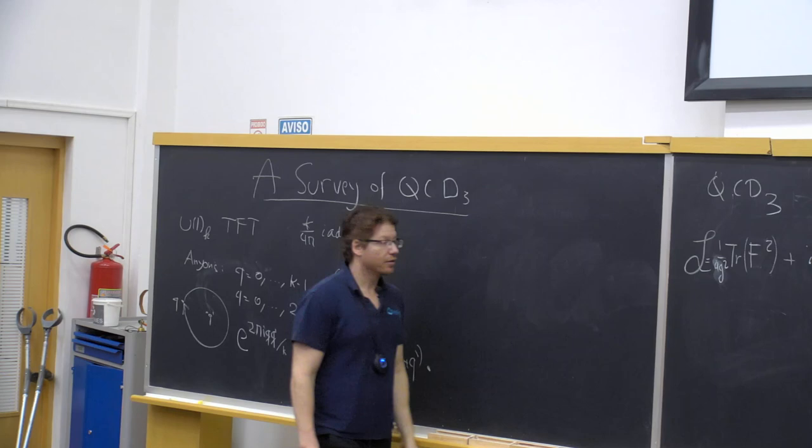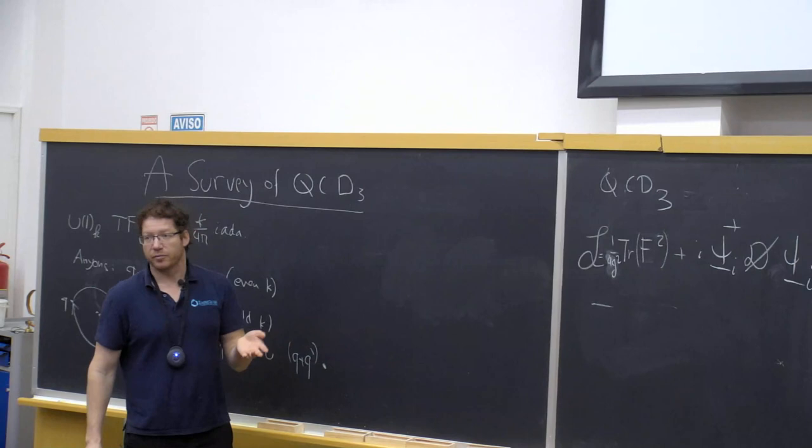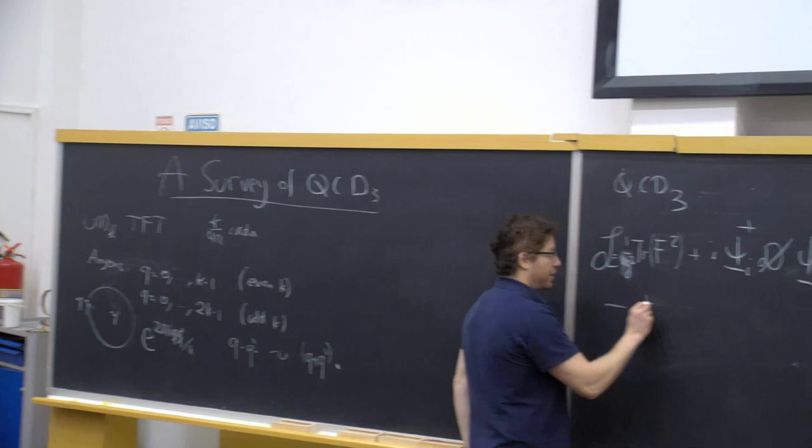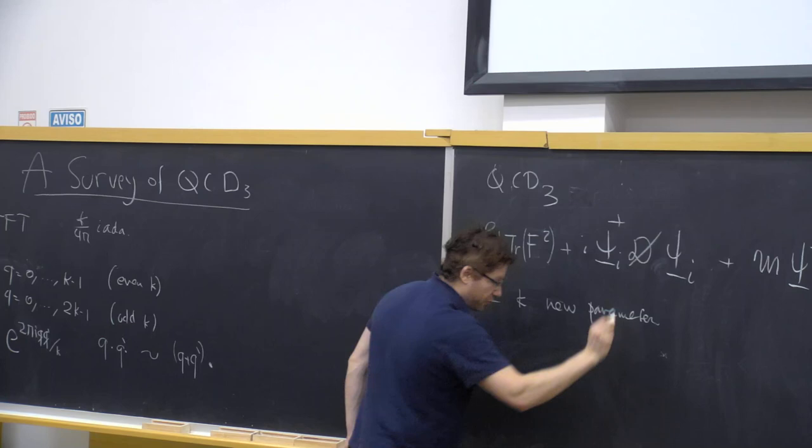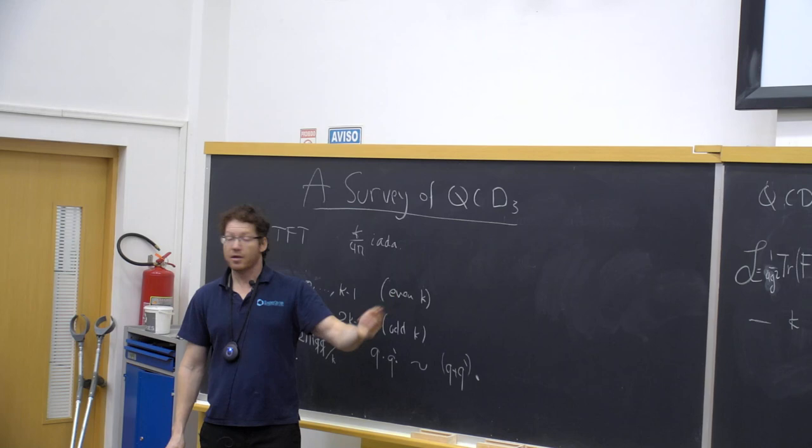First, the most glaring difference between this and the four-dimensional story is that there is a new parameter k. There is no analog of k in four dimensions. So the dynamics of QCD, which in four dimensions depends mostly on the number of flavors, here would depend also on k, which is a new parameter.